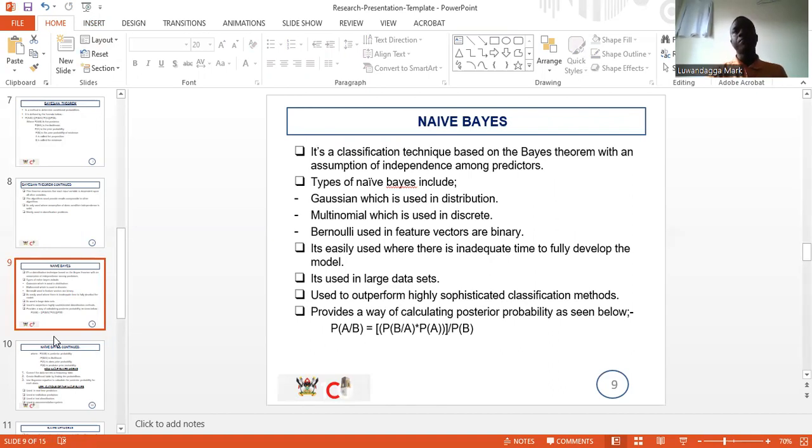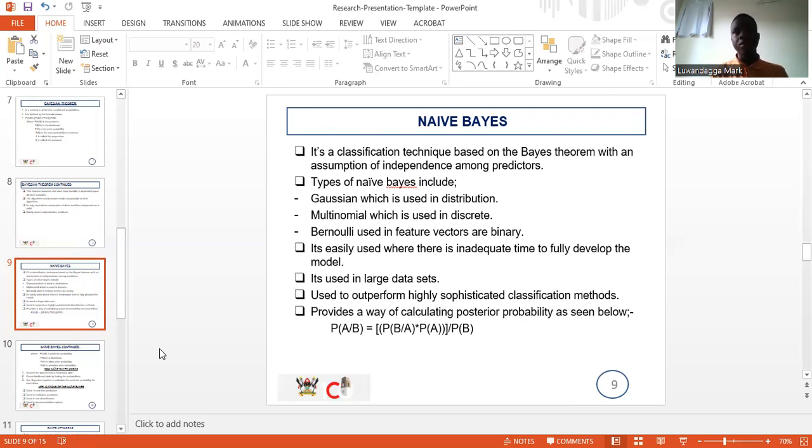So the naive Bayes is easily used where there is inadequate time to fully develop the model. So in case you don't have enough time to get all the data and then develop the model, this theorem is going to work out. For now we are going to be dealing with student data. Different students have different student numbers. So I mean different students have different faces.